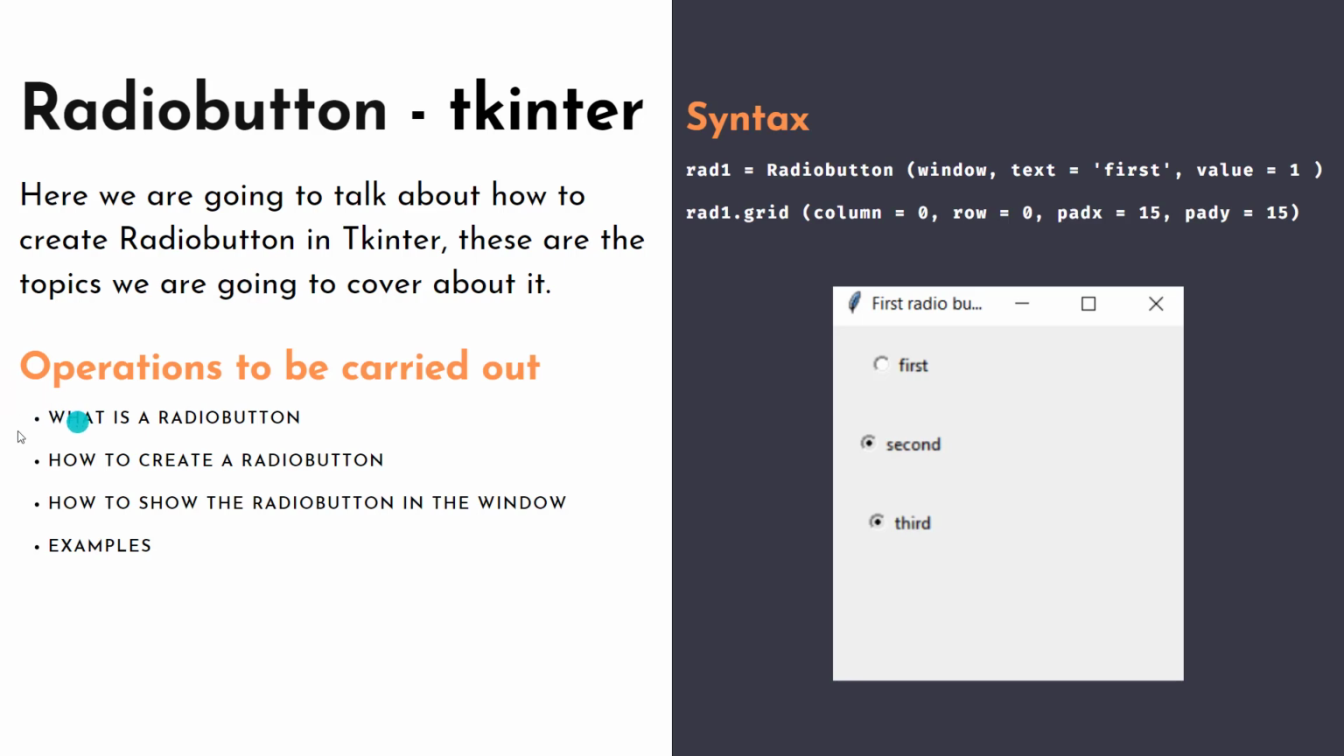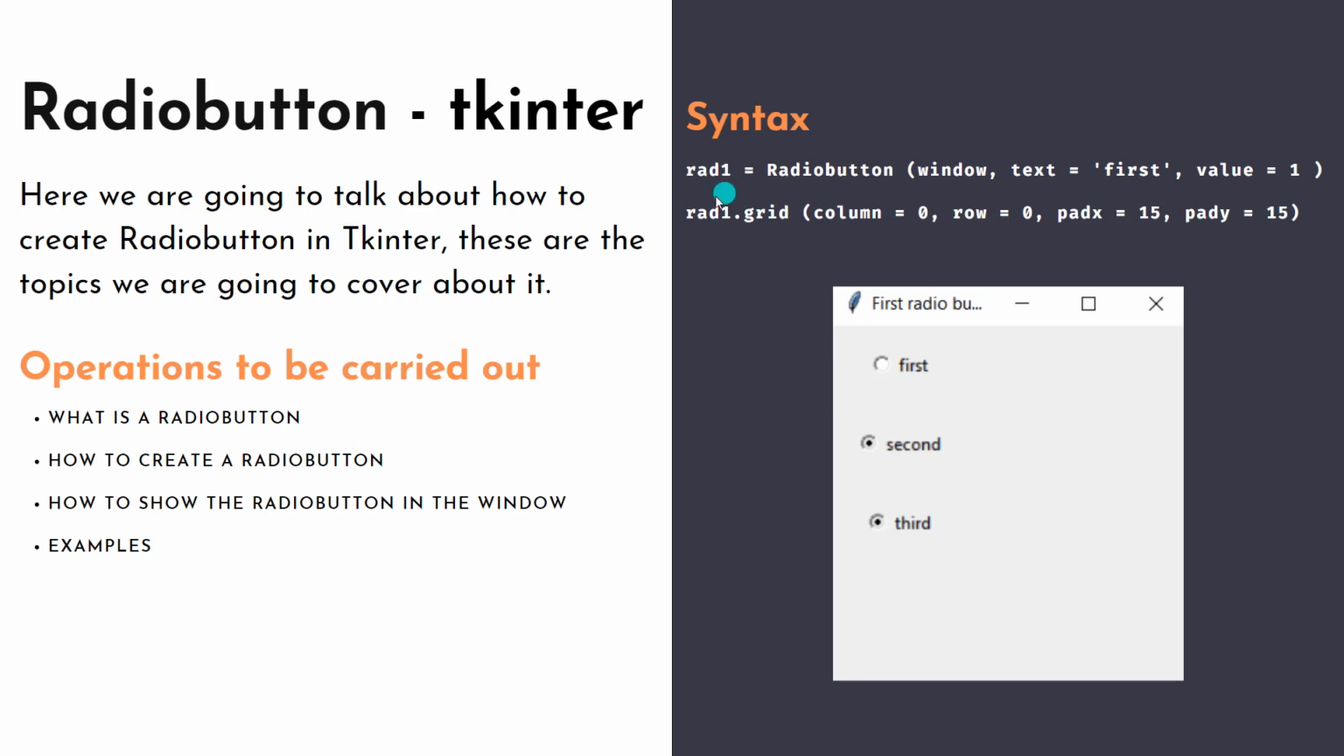So in this session, we'll go through how to create a radio button, and I'm going to show that radio button in a window. I'm also going to tell you some cool functions, like how to manipulate the data from that radio button, how we can take that input from the user, and how we can manipulate it.